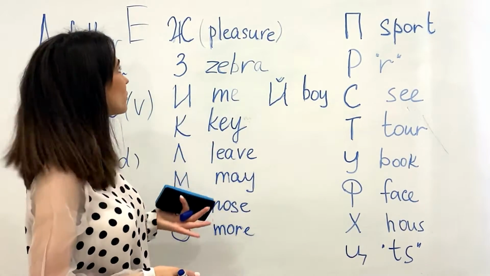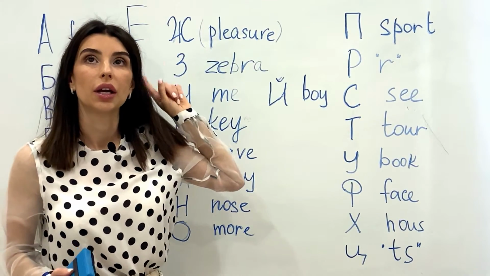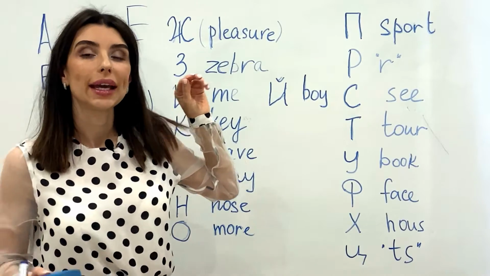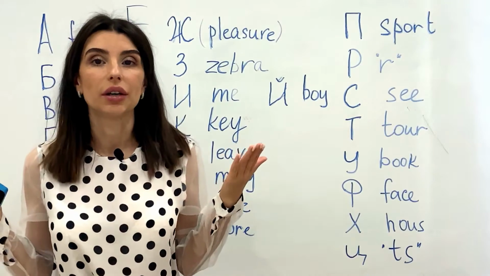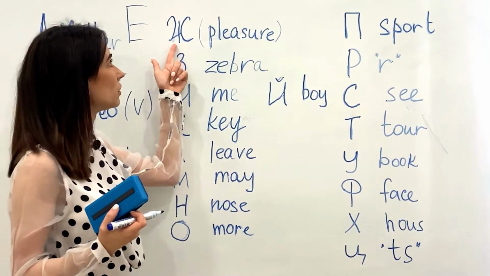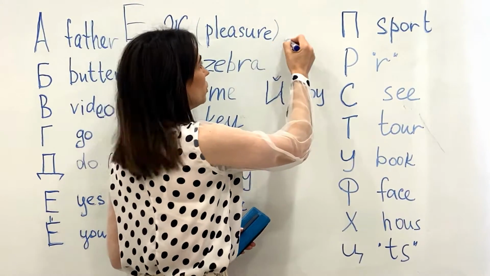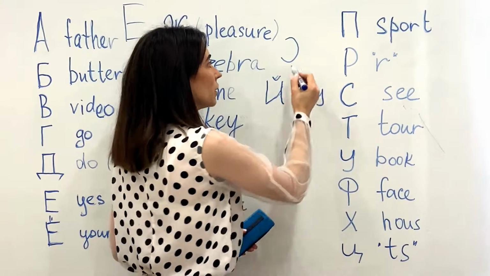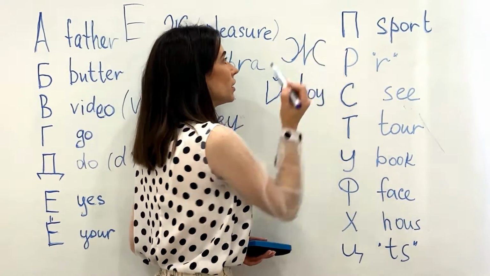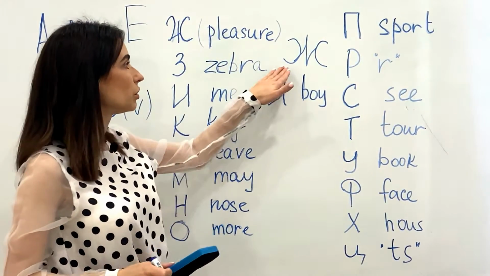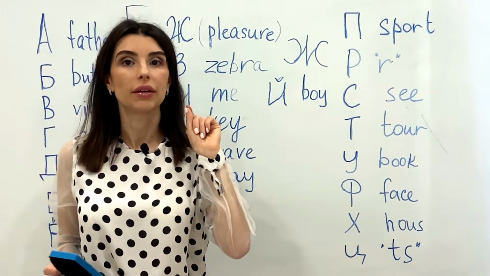Let's move on. The letter Z. Z, it's like in the word pleasure. Can you hear? Pleasure. Z. You can spell it like this. Be careful, there is a different shape inside. So, Z, pleasure.